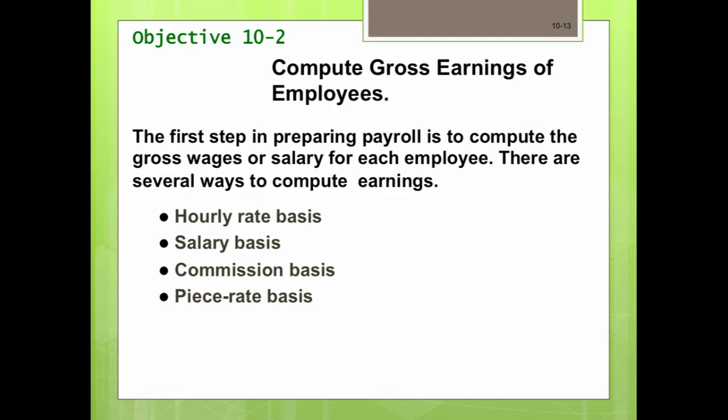Now, if I worked on an hourly rate, that might be different. So if I only worked 30 hours for that week, I'm only going to get paid 30 hours because I didn't work my 40. So it all depends. You may pay an employee based on commission or the piece rate basis.